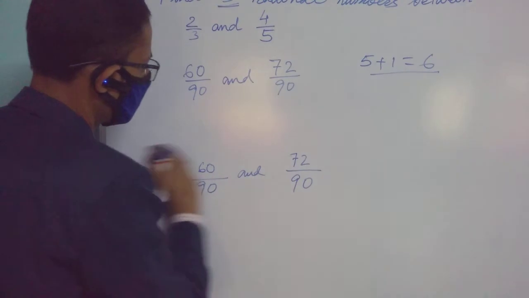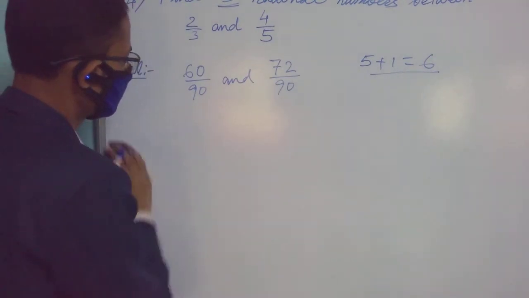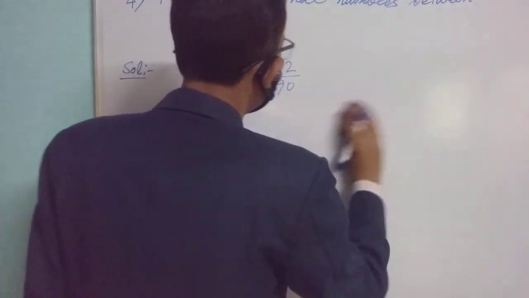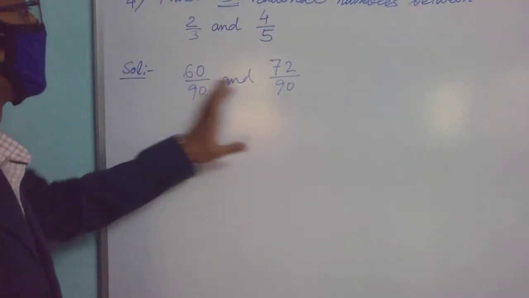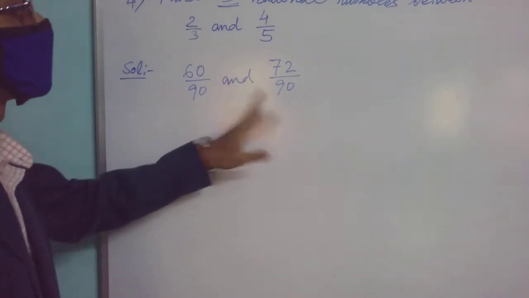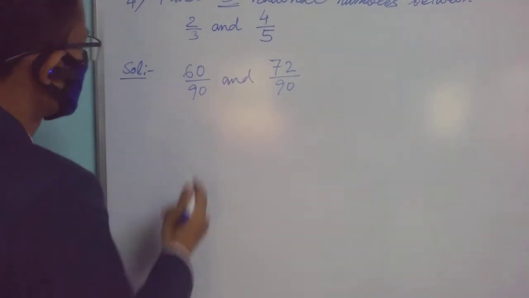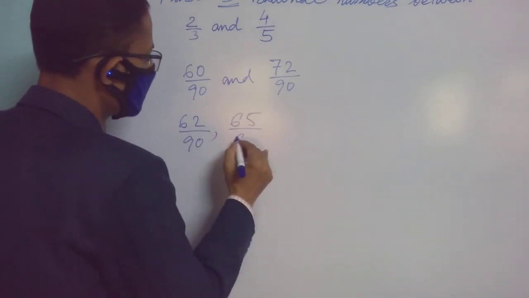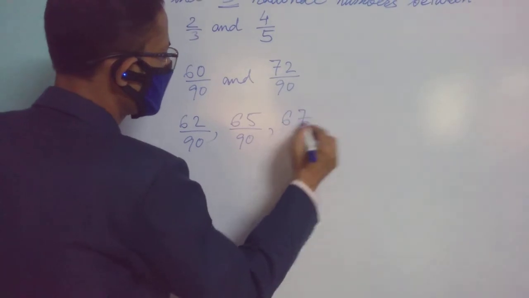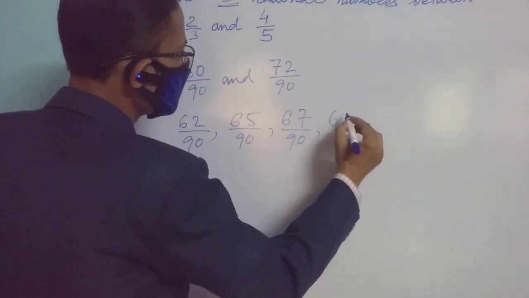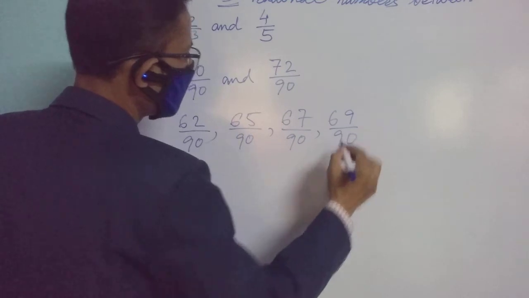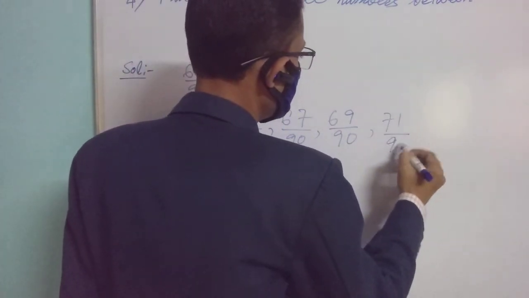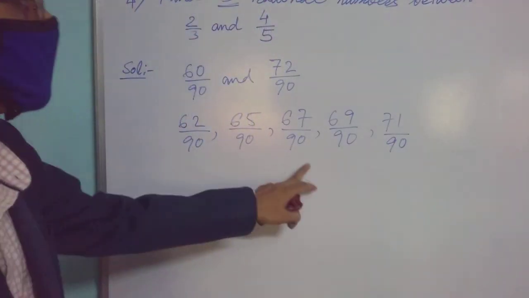So now we can find out 5 rational numbers in between 60 by 90 and 72 by 90. You can find any 5 rational numbers like 62 by 90, 65 by 90, 67 by 90, 69 by 90 and 71 by 90. Not only these 5, we can find many.